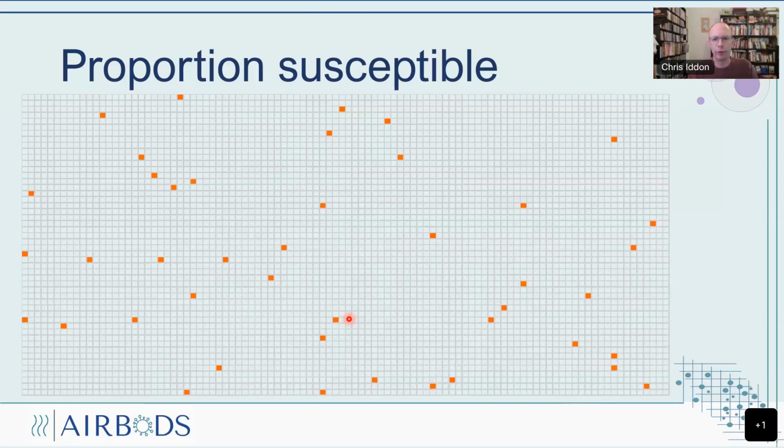I can demonstrate this. Here's a population of people. All these squares represent people in a population, and the orange represents 1% of that population who are infected.